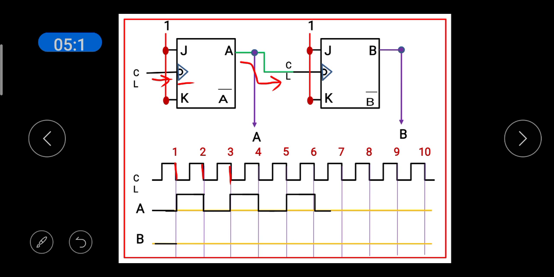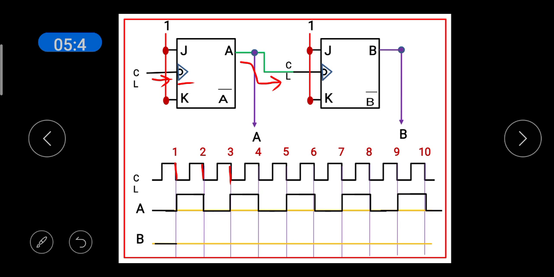During the fifth negative edge of clock, A goes from 0 to 1. During the sixth edge, it goes from 1 to 0. During the seventh edge, it will be going from 0 to 1. During the eighth edge, it will be going from 1 to 0. During the ninth edge of the clock, A goes from 0 to 1, and during the 10th negative edge of clock, A goes from 1 to 0.